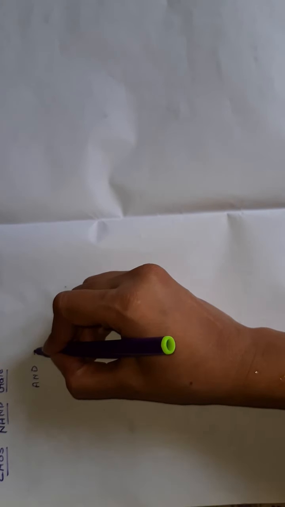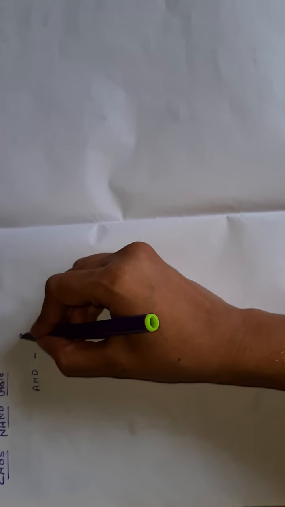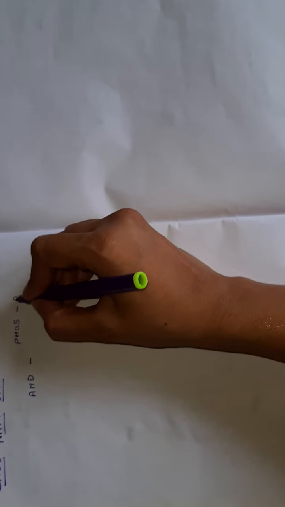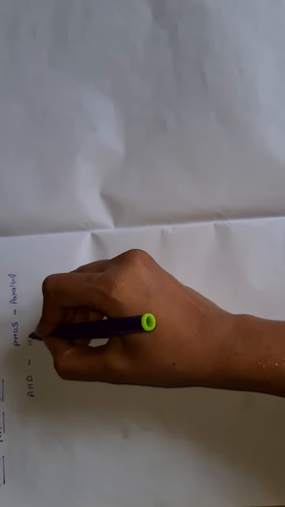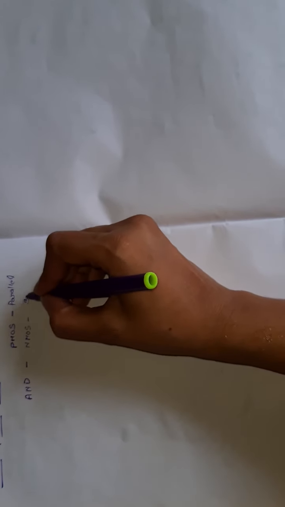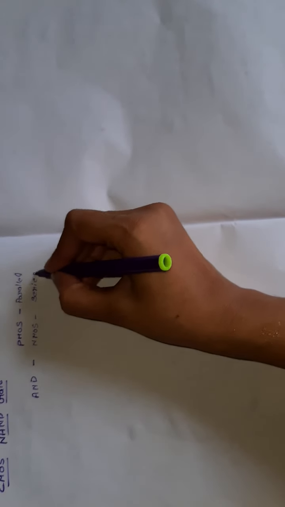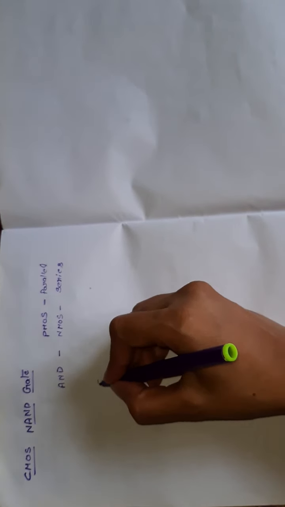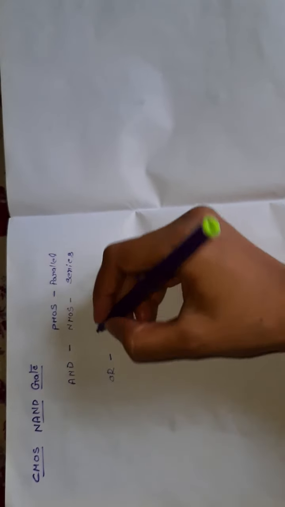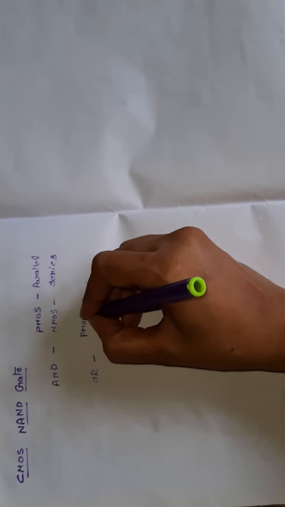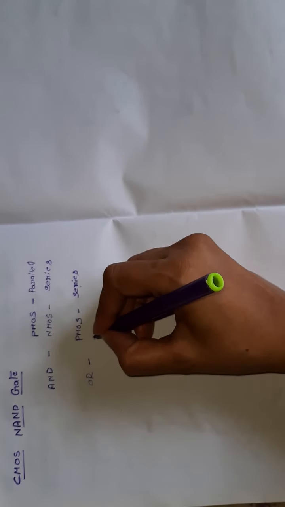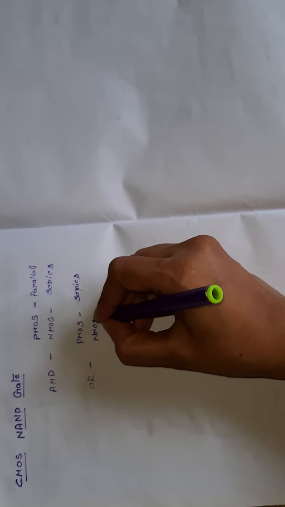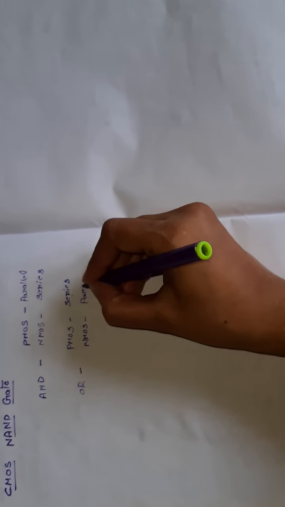Those are, for construction of an AND gate, the PMOS transistors should be in parallel and NMOS transistors should be in series. And in case of an OR gate, PMOS transistors should be in series and NMOS transistors should be in parallel.